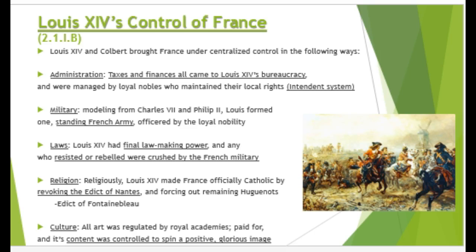In terms of religion, Louis considered himself the head of the Catholic Church. While he was very religious, he did not allow the Pope to exercise political power in the French Catholic Church, which is also known as the Gallican Church.